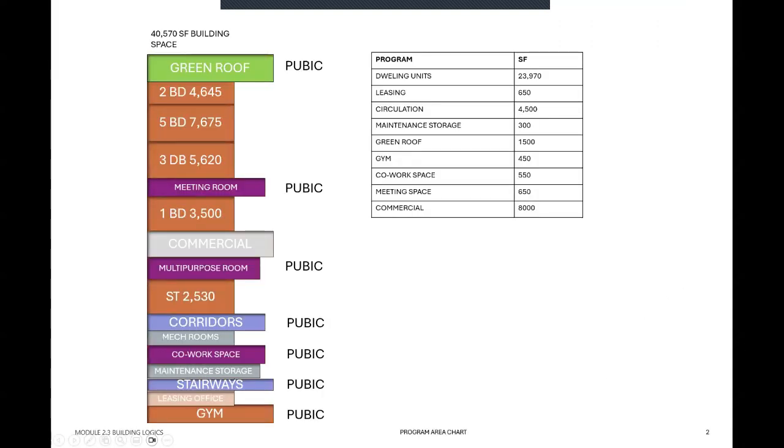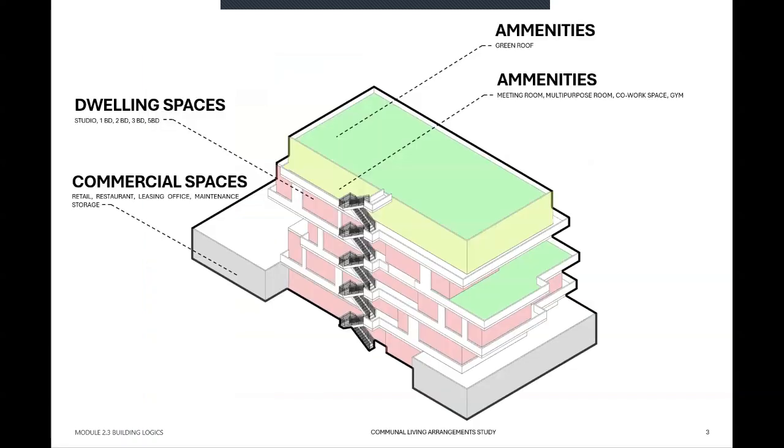As far as my programming for this building, I intend to do dwelling units, leasing office, circulation space, maintenance storage, green roof, a gym, co-working space, meeting space, and commercial space. So this is a diagram that shows the different spaces and the ones that would be more public spaces. We can see that the total building space is a proposed 40,500 square feet. And here we see the breakdown of every square foot for every type of programming involved.